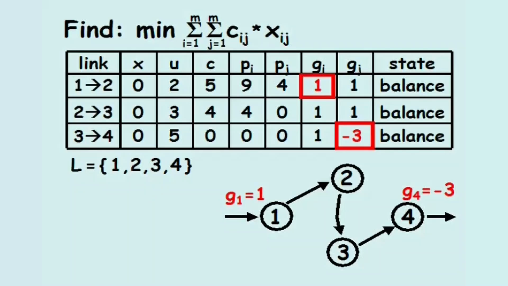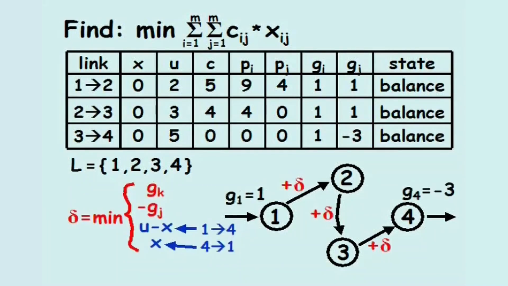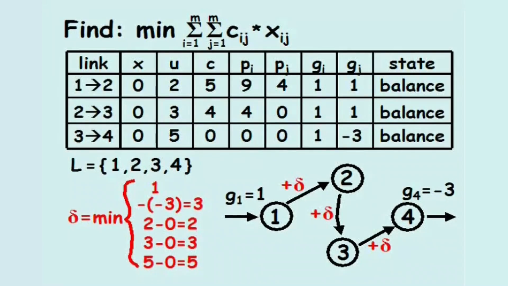Since surplus at node 1 is positive, the surplus at node 4 is negative, and adjoining links 1,2, 2,3, and 3,4 are all balanced and have the capacity to increase their flow in the direction from 1 to 4, flow augmentation is possible. This means the flow through these 3 links can be increased a value of delta, where delta equals the minimum of the surplus of the upstream-most node, the negative surplus of the downstream-most node, the max link flow minus the current link flow for all links flowing in the direction of node 1 to node 4, and the link flow for all links flowing in the direction from node 4 to node 1. In this instance, delta equals the minimum of 1, 3, 2, 3, and 5, which equals 1.